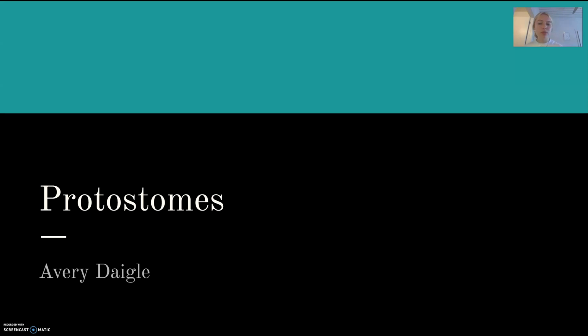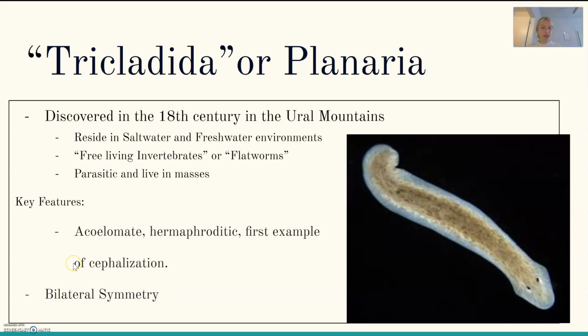For my protostome presentation, I have chosen the planarian, or the Tricladida. Planarians were first discovered in the 18th century in the Ural Mountains. They reside in saltwater and freshwater environments. They are considered free-living invertebrates, or flatworms.